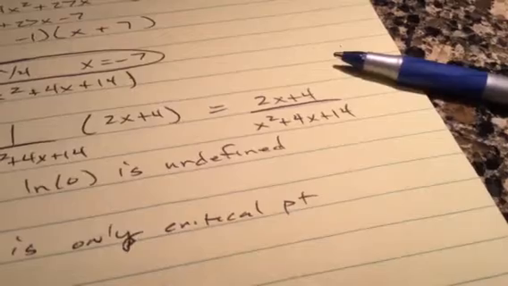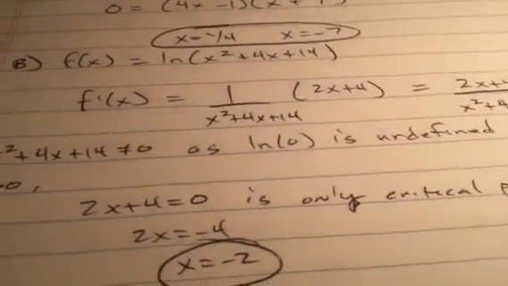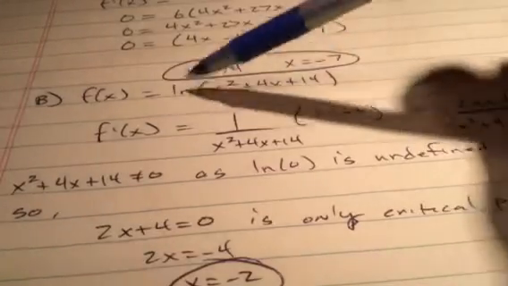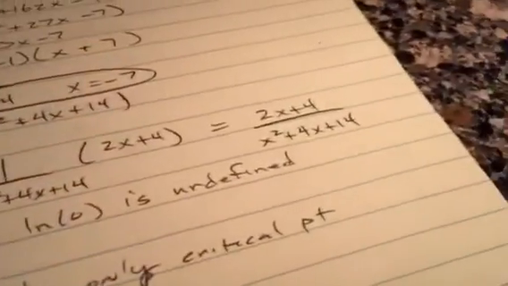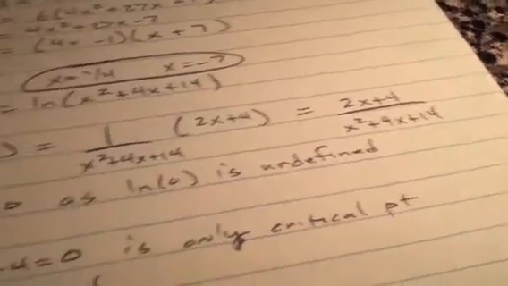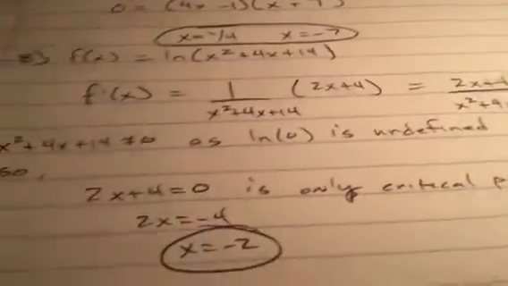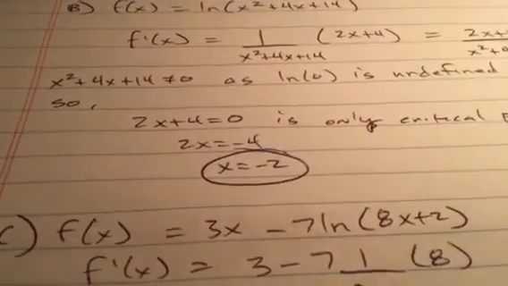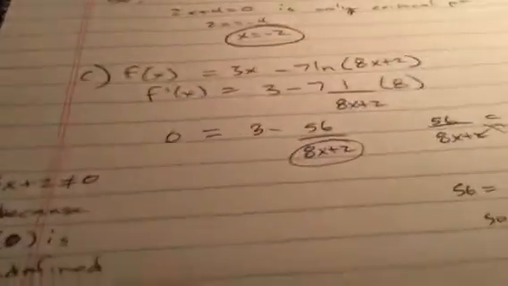Unfortunately for you, that denominator of x squared plus 4x plus 14 cannot be 0 because that is inside the parentheses of our natural log, and you can't have the natural log of 0. The natural log of 0 is undefined, so it's not in its domain. So that denominator can never be 0. Your only critical value is when the numerator, 2x plus 4, is equal to 0, so -2 is the only critical value.